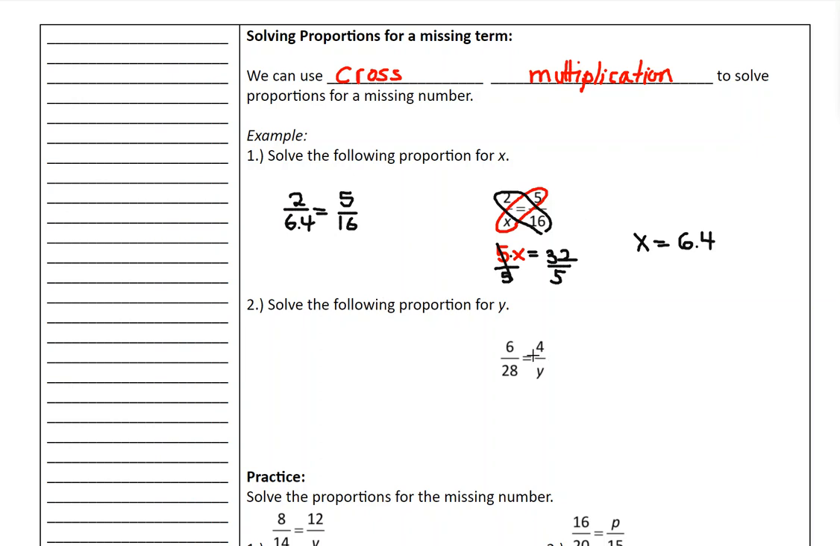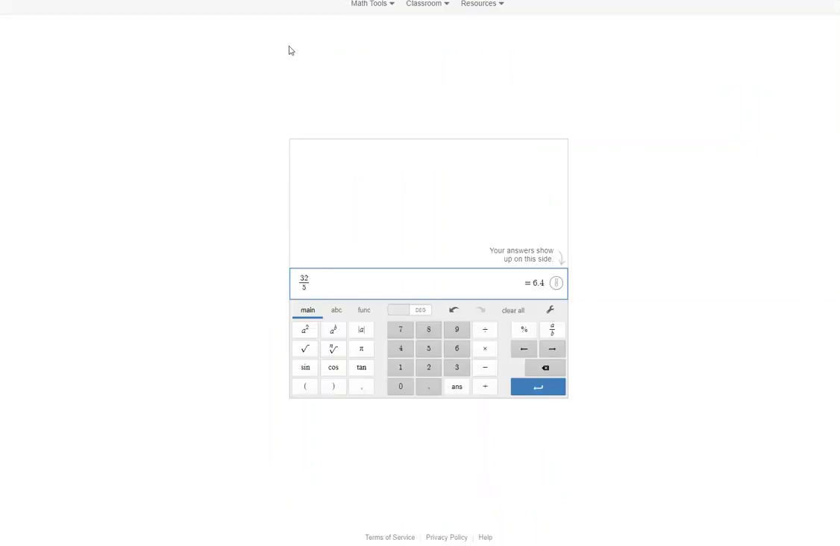Let's try one more together. So 4 times 28, and this time we'll show you doing it on the other side. 4 times 28 is 112, and that's going to be equal to the variable, which in this case is y, times 6. We always put the number in front of the variable. Our next step is going to be to divide by whatever number is paired up with that variable. Since that's multiplication, we're doing the inverse. Then we're going to use our calculator to do the division.